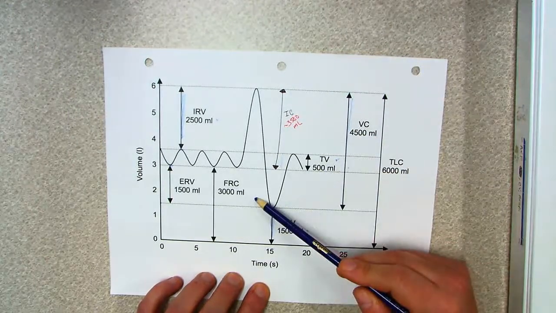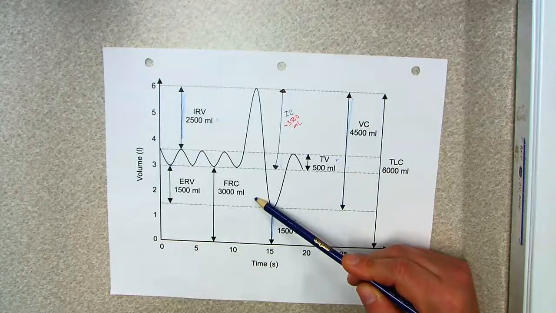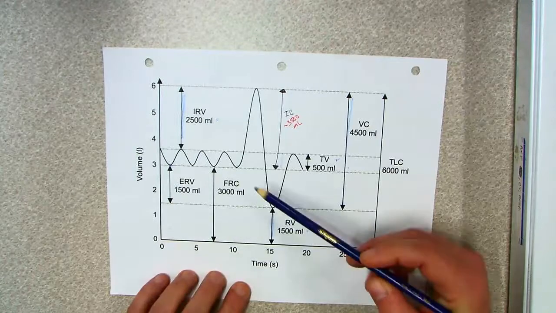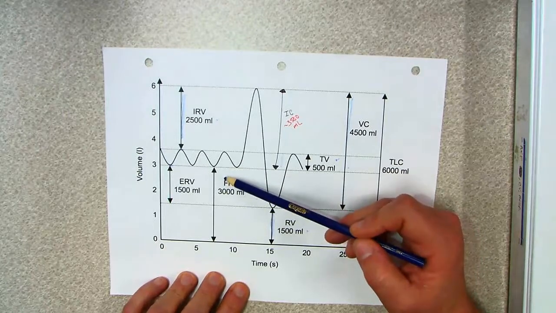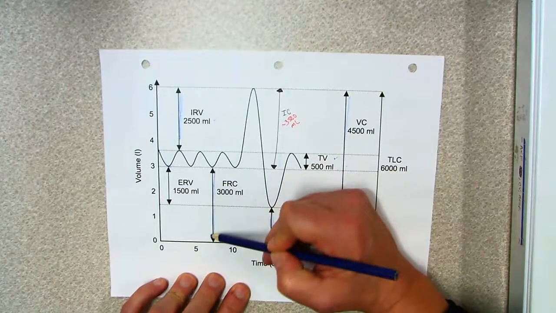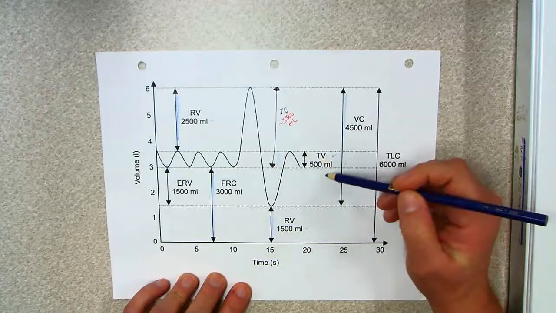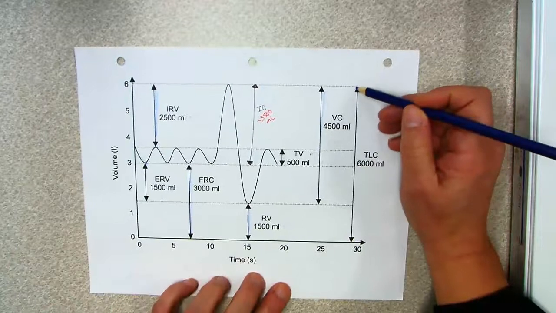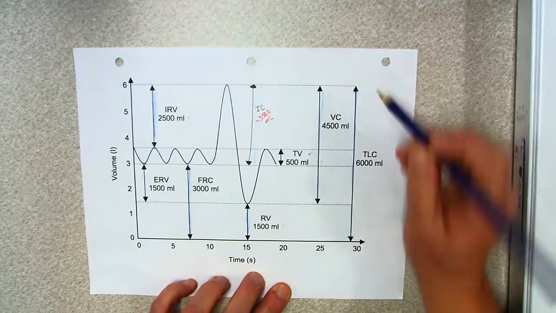Functional residual capacity is going to be the volume of air remaining in the lungs after a normal expiration. This provides air for continued gas exchange until the next breath is taken. It will be located right here on this arrow, and it's about 3,000 milliliters in a normal person. And then finally, the total lung capacity, which is going to include all of the different volumes. So that's that arrow right there added together.